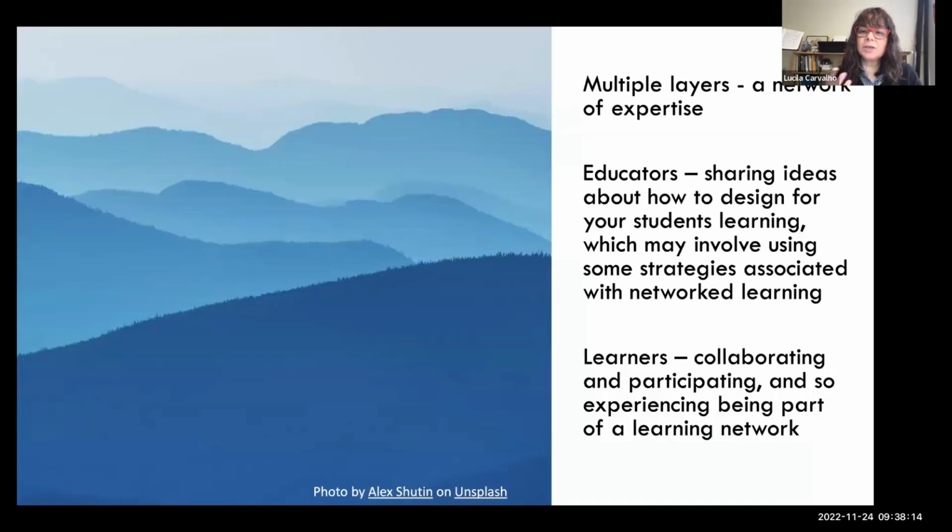In the case of all of us here, particularly in this group, what's interesting, I think, is that there are different layers. So you are all educators and you are all together sharing these ideas about what you do with your students. Perhaps some strategies would cross over with pedagogical strategies in networked learning, but you are also learners because you are learning from each other, you're collaborating, participating, sharing ideas within this particular network.